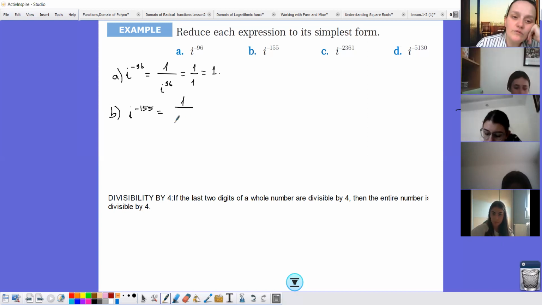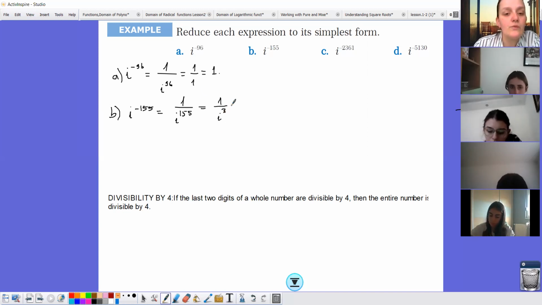Again, I will write 1 over I to the power of 155. This has the remainder 3, so it will be 1 over I cubed. What is I cubed? Minus I. So 1 over minus I. So we leave it like that?